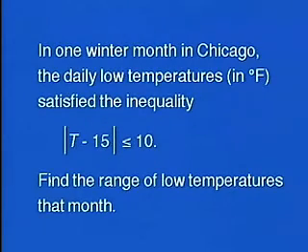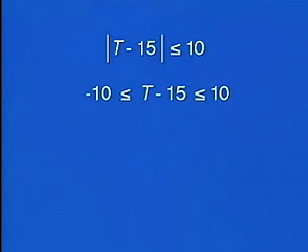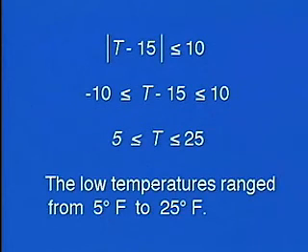Well, this is an absolute value inequality, and we know that we need to rewrite it so that T minus 15 will be between negative 10 and plus 10. Now, to solve this three-part inequality, we simply add 15 to each part. Our solution set, then, gives us the set of low temperatures which ranged from 5 degrees Fahrenheit to 25 degrees Fahrenheit.